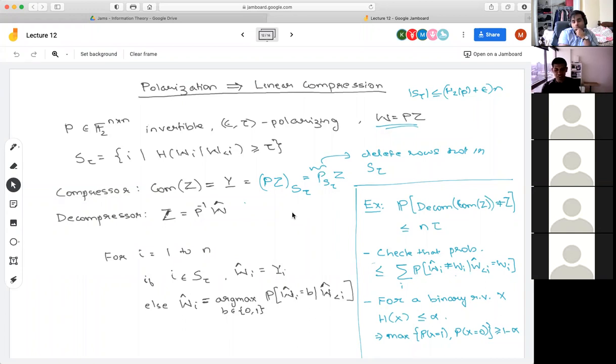And if it's one of the entries that was deleted, just take your best guess based on what came before it. So the entries before it in your estimate W hat so far, just condition on them and calculate the value which will maximize, which kind of has the largest probability. Is the decompression algorithm okay?